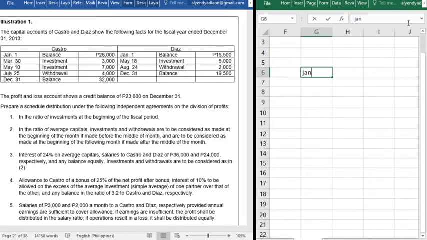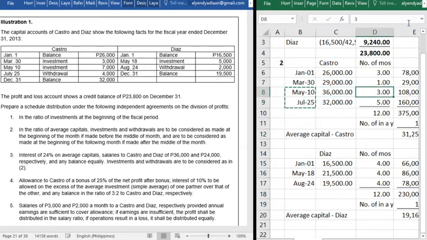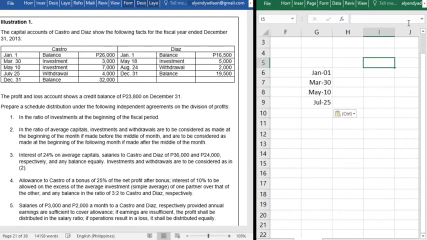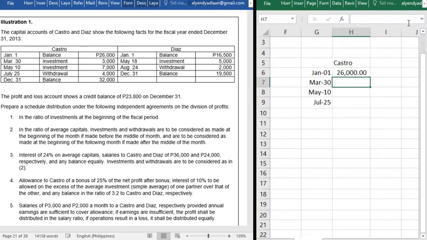Okay, now for this method, we will have to consider January 1, March 30, and I'm just going to copy May 10 and July 25. So this is for Castro. And then, since this is the other method, there is no need to get the accumulated balance. Okay, as you can see, there is a balance of 26. On March 30, instead of adding 26 plus 3,000, we only have to put 3,000. So no accumulated balances already. No computation of accumulated balances.